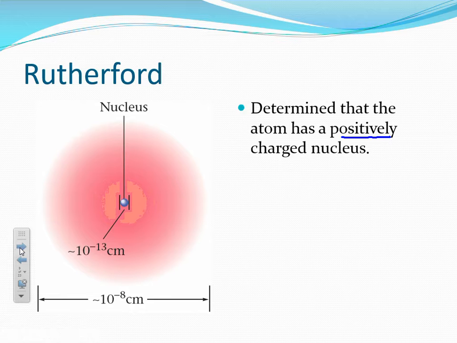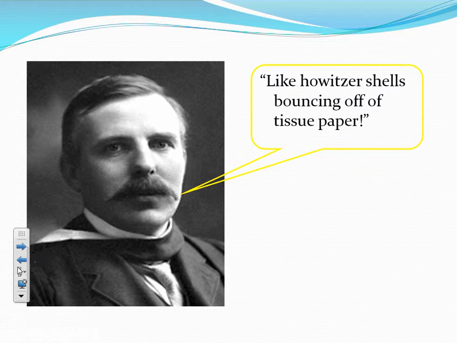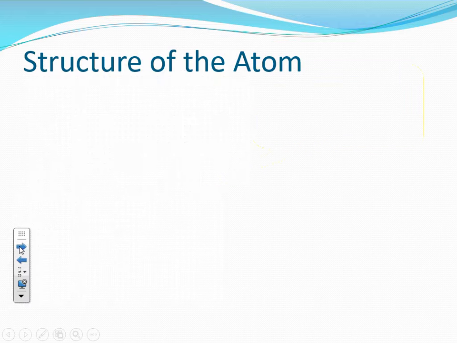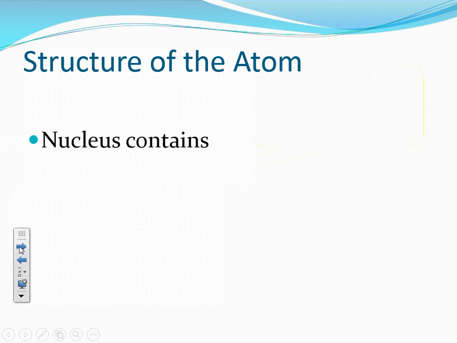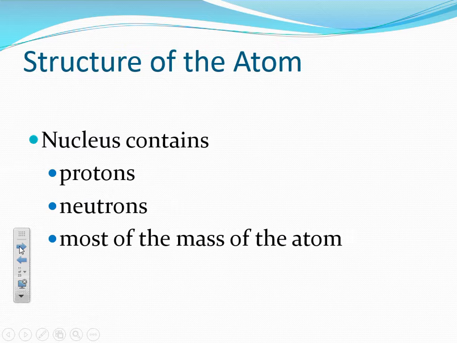And we now know that that's due to the protons. Rutherford was so surprised, he said it was like howitzer shells bouncing off of tissue paper. So that's like a cannonball being bounced back at you if it hit a piece of paper. He just didn't expect that to happen. So he concluded that the nucleus contains protons and neutrons and most of the mass of the atom.